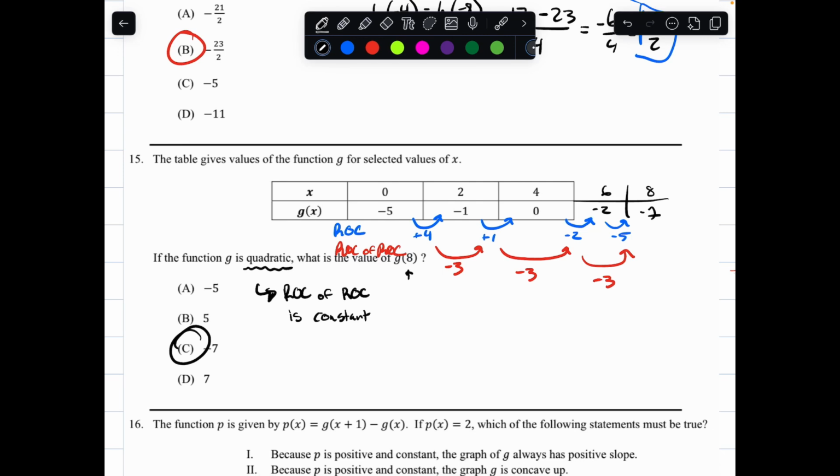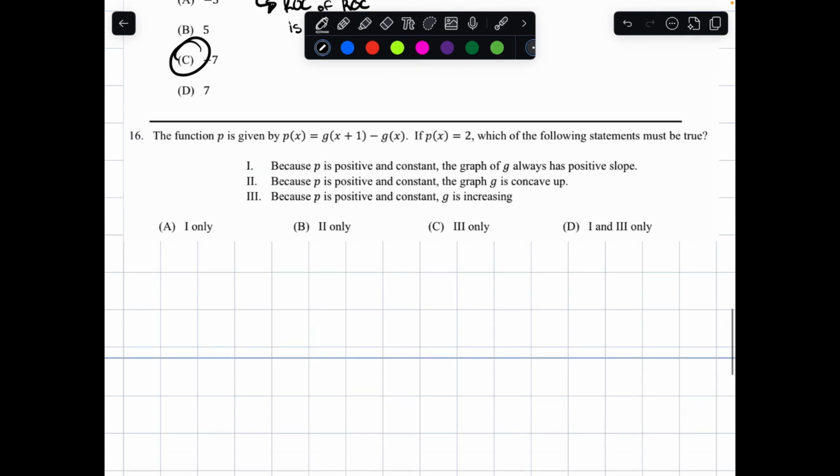So this whole idea of finding the next couple values is going to persist in the next question. Now, this is definitely the trickiest one of the day.